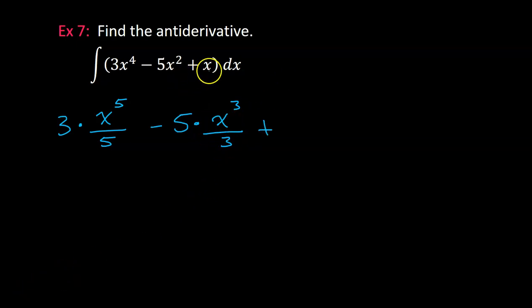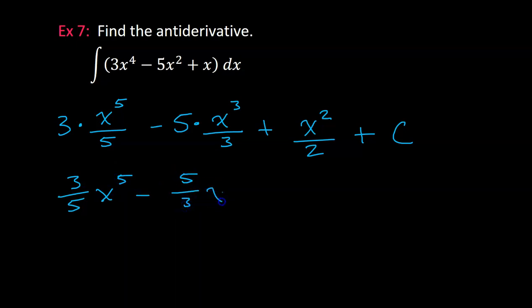Finally, we get to the x, and we're still going to use the power rule. Increasing the power by 1 will give us x squared, and then we divide by that power. And of course, in the end, we need to add the constant of integration. We can clean this up a little bit by writing 3/5 x to the 5th power minus 5/3 x to the 3rd power plus 1/2 x squared plus c.